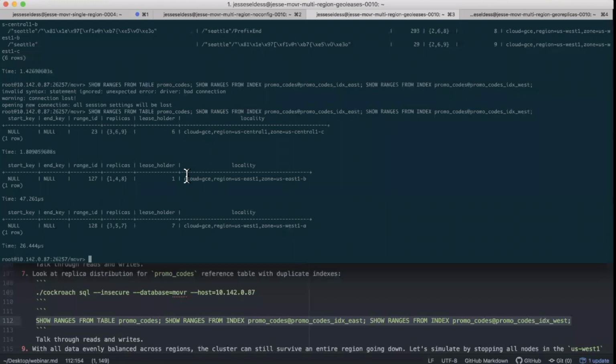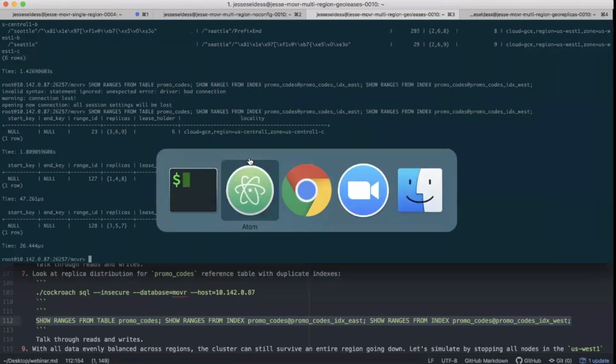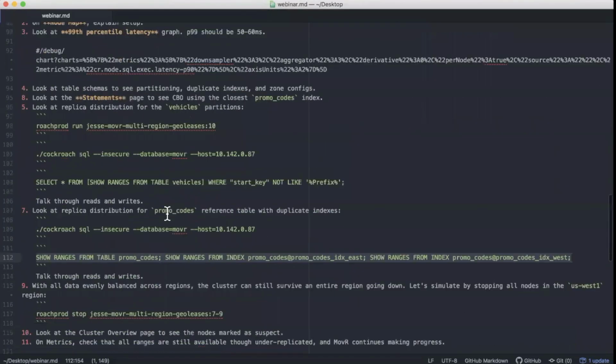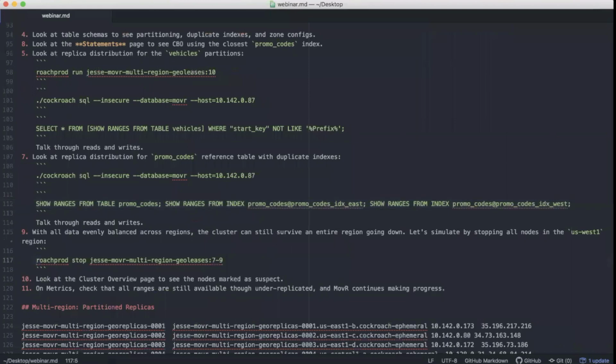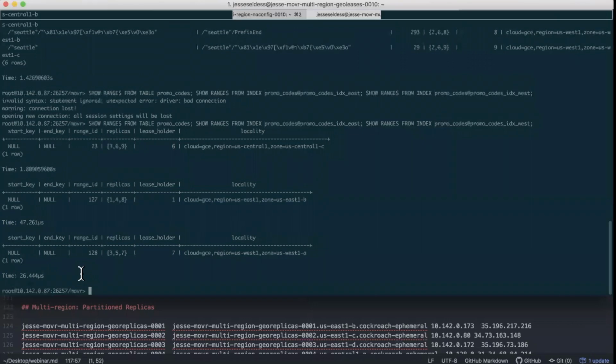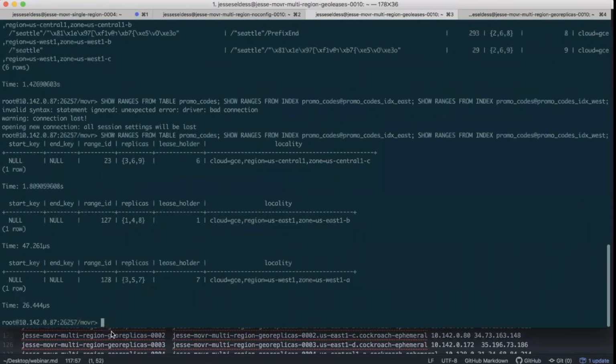You saw it in the statements page that the cost-based optimizer is going to detect this, and it's going to always use that local replica to serve reads on this table. All right. Next, I actually want to show you a region-wide failure, because all data is distributed across the 3 regions.